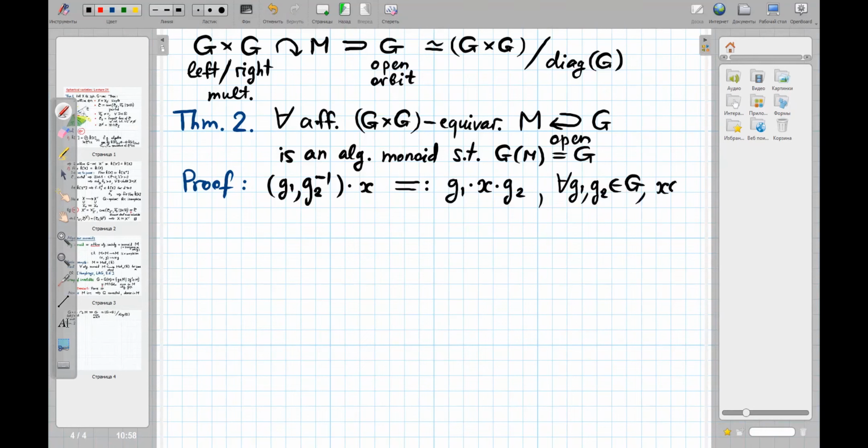And any X. So I think we should assume that M is irreducible, and the open embedding does not ensure that.